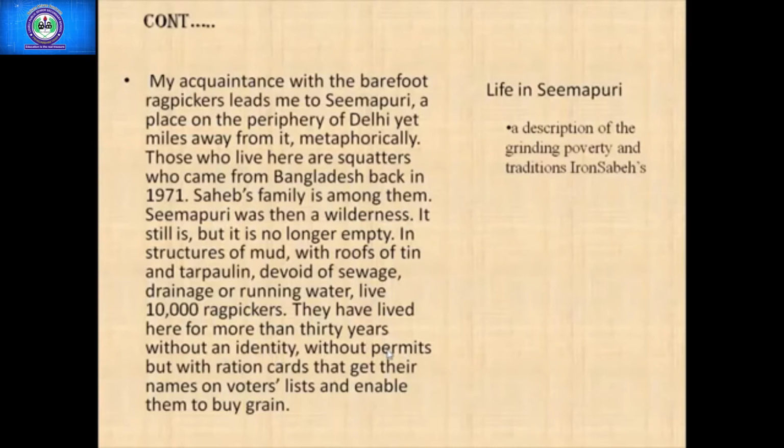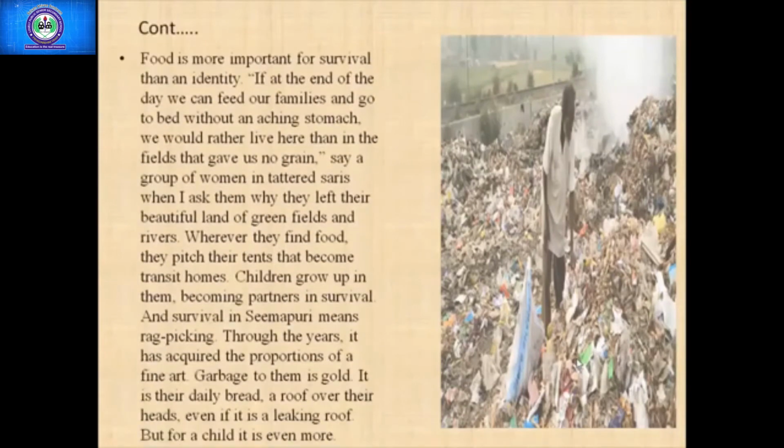And they have only a ration card, which makes them Indian citizens, gets their names on the voters' list and enables them to buy grain. Sahab's life has condemned thousands of people to a life of abject poverty. See the condition, how they pick the rag. Because food is more important for survival than an identity. Though nobody knows them, they are not respected or honored in society. Yet, because of the ration card, they get food. And food is more important for survival.